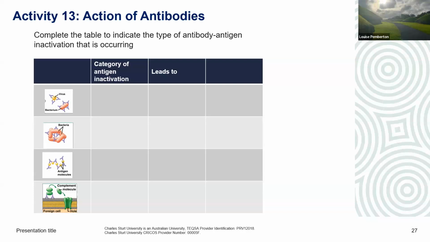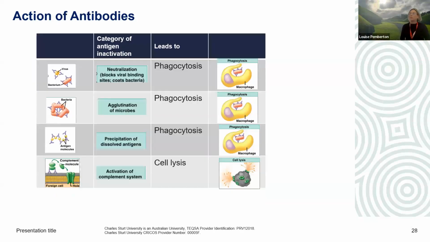What's this one? This one is kind of the same as this one, but it's happening in a liquid. So precipitation. And then this one obviously is the complement. This will lead to enhanced phagocytosis, and this one's going to lead to destruction, complement destruction or cell lysis. Okay, and complement also drives inflammation.